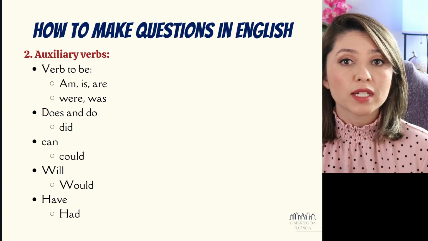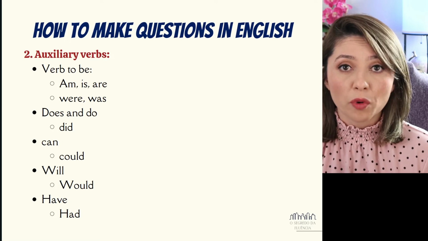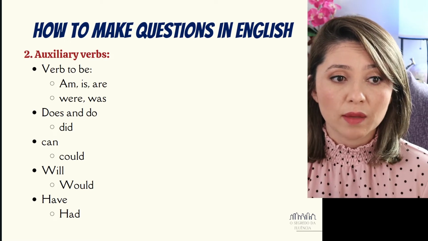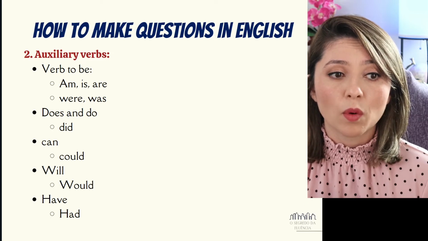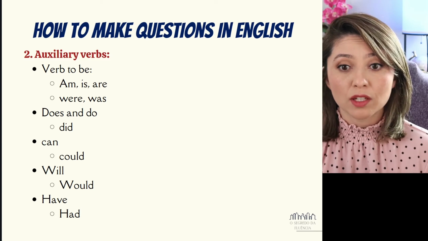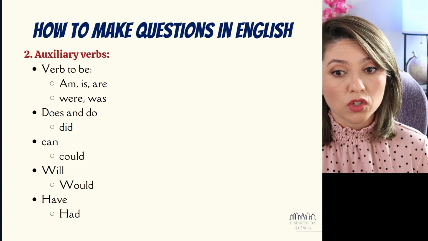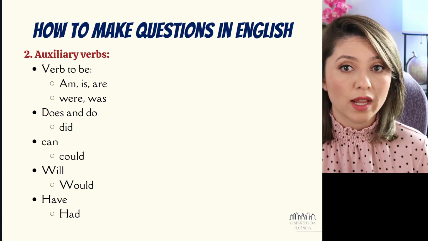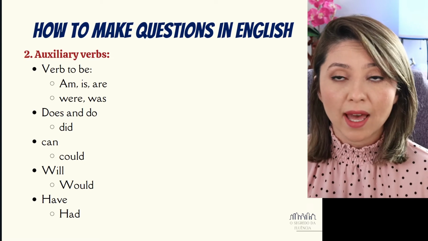And you have different types of auxiliary verbs. You have the verb to be in all forms, such as present, am, is, and are, in the past tense, were and was. And then you have the auxiliary verbs does and do, and the past tense did. Can, which is a modal verb actually, but can also be an auxiliary verb. Could, will, would, have, and had.